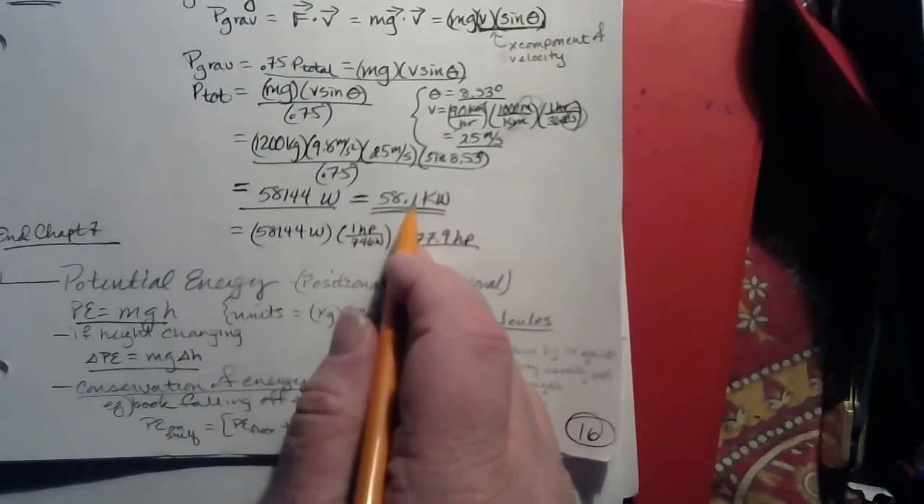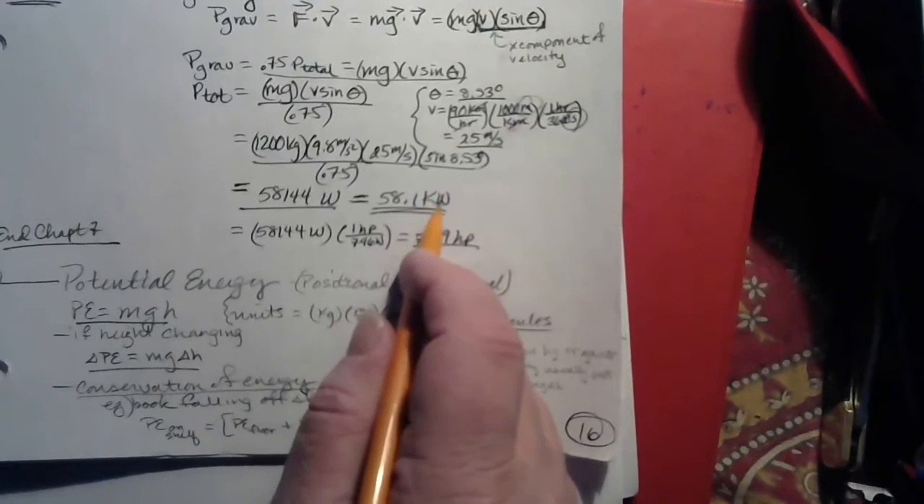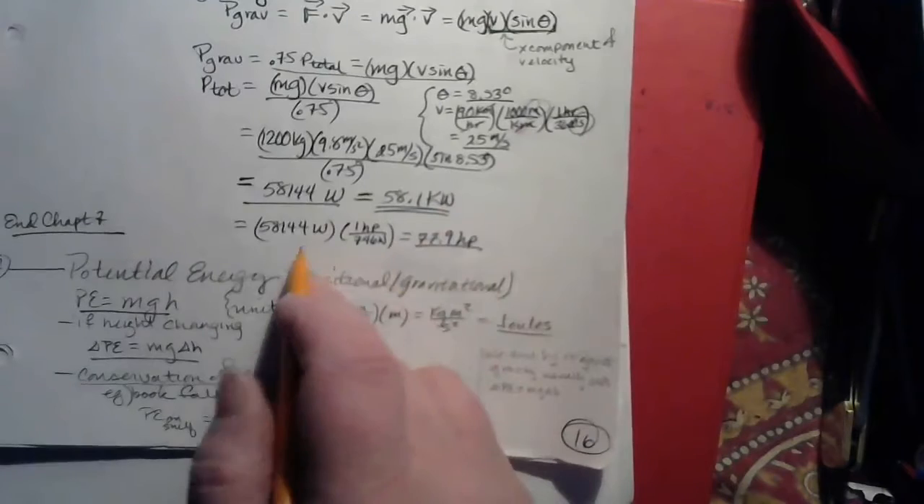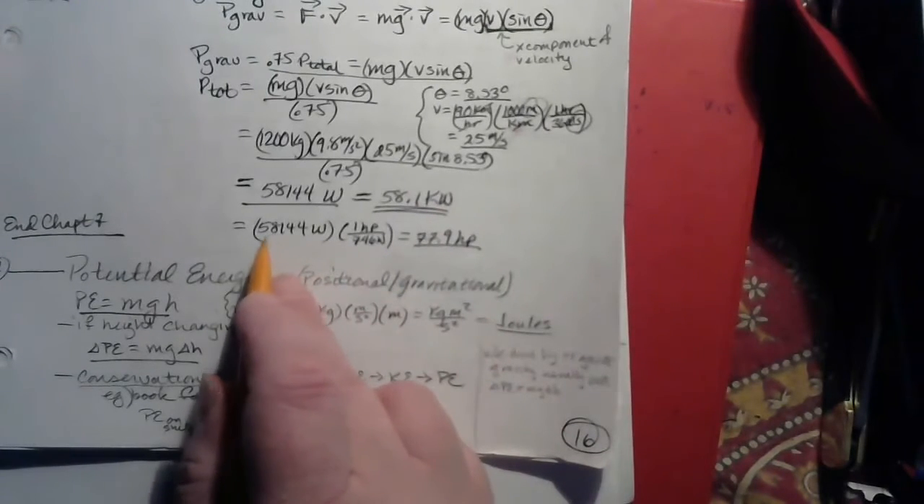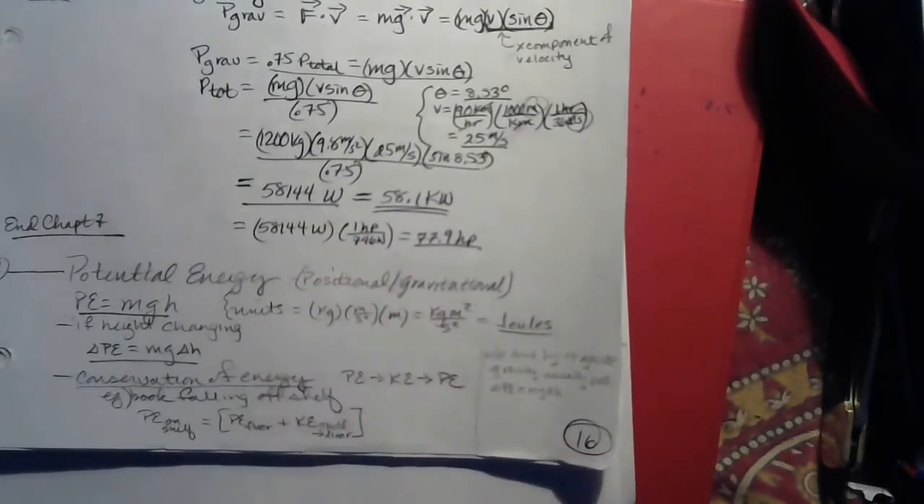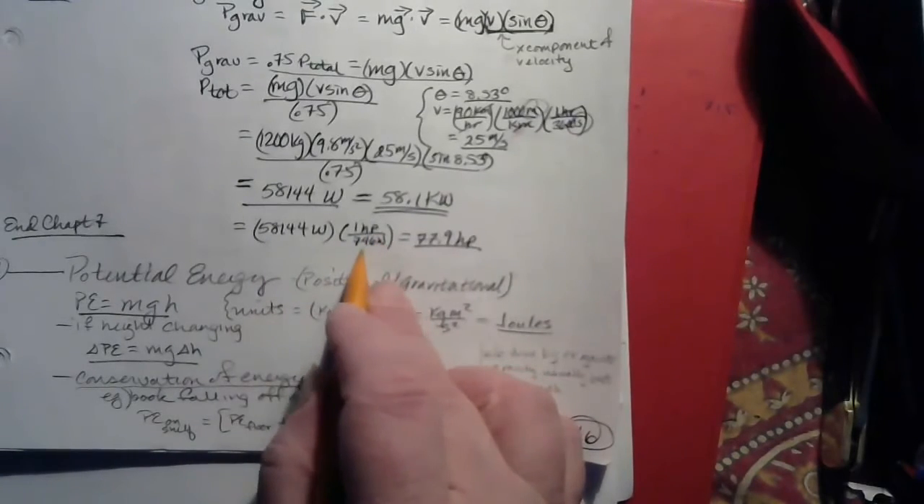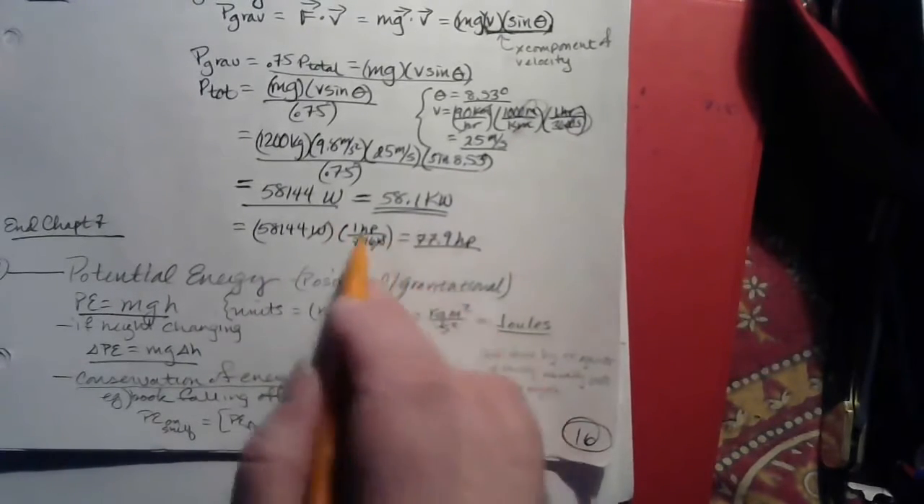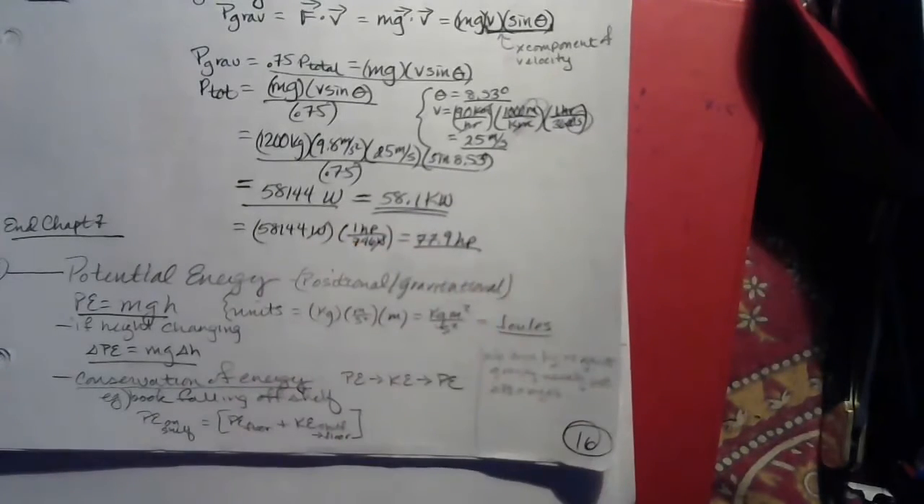Since it's a car, you might want to measure the power in horsepower. Although, as I've said, in Europe, they've largely started using kilowatts instead of horsepower. But anyway, for horsepower, it's just 58,144 watts times the fact that there's 1 horsepower for every 746 watts. That will cancel out watts and leave you with 77.9 horsepower. Okay. So that's how much horsepower is actually being used to keep that car moving up the hill at a constant rate of speed. Hopefully that's not the maximum output of the car's engine, but that's what's actually being used now.